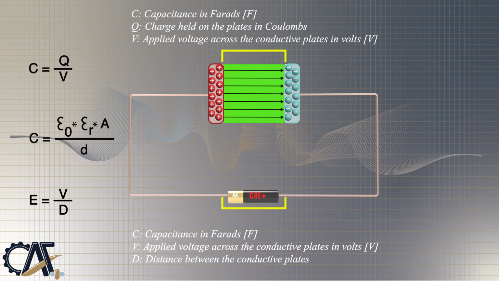Alternatively, the capacitance can also be computed by the second equation. The other important parameter for a capacitor is the electric field strength, or E. The unit for it is either volt per meter or Newton per coulomb. In the case of a capacitor, it is given by the ratio between the voltage level, V, and the distance between the two conductive plates, or the dielectric thickness, D.